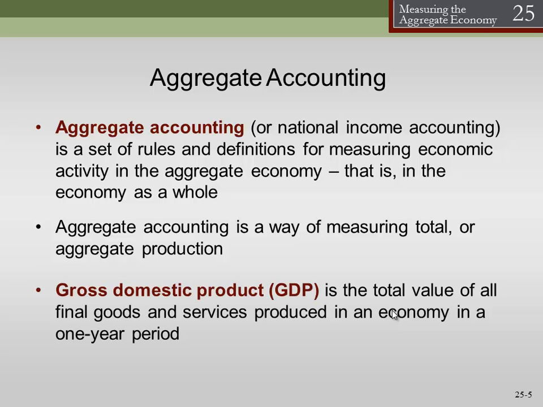So, gross domestic product. This is an important definition. I want you to remember this. Gross domestic product, GDP, is the total market value of all final goods and services produced in an economy in a given period. So if we have annual GDP, then it'll be 1 year. If we have quarterly GDP, it'd be 1 quarter. It's the total market value. How do we determine the value of a good? Well, what does it sell for in the market?